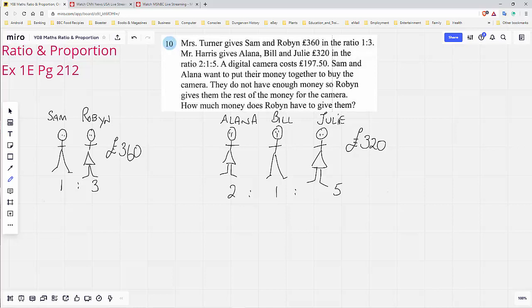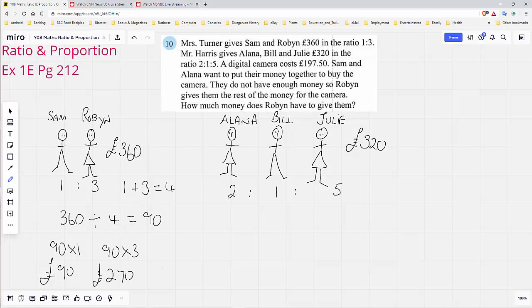We'll start with Sam and Robin. 1 plus 3 equals 4. So we'll take the £360 that's available to them and we'll divide it into 4 parts, and we'll end up at £90 for each part. So Sam will get 90 times 1, £90, and Robin will get 90 times 3, £270.